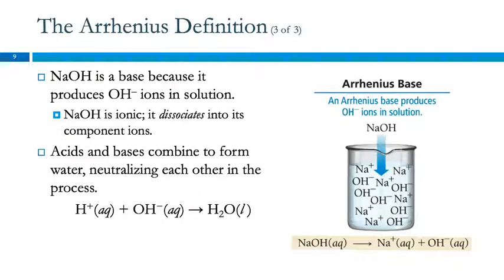For a base, sodium hydroxide fits the Arrhenius definition of a base because it produces hydroxide ions in solution. Now, sodium hydroxide is an ionic compound. So when it dissolves in water, it doesn't form ions, but the already existing ions dissociate from each other. They separate. So here we have sodium hydroxide dissolving in water. It separates into sodium and hydroxide ions. And we can write a chemical equation for that.